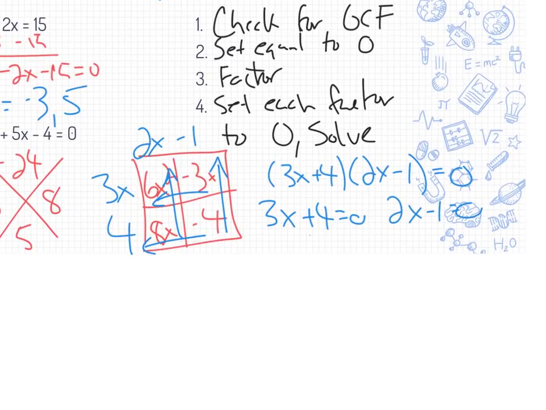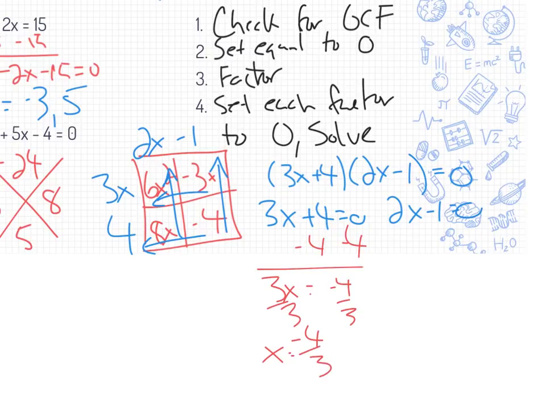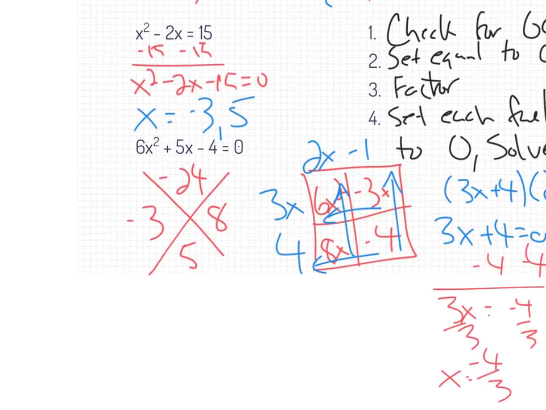Then we want to solve. So on this one I've got to subtract 4, and 3x equals negative 4. Divide by 3, and x equals negative 4/3. Then over here I'm going to add 1, and you get 2x equals 1. Divide by 2, and x equals 1/2. So then we would say our answer for this one is x equals negative 4/3 and 1/2.